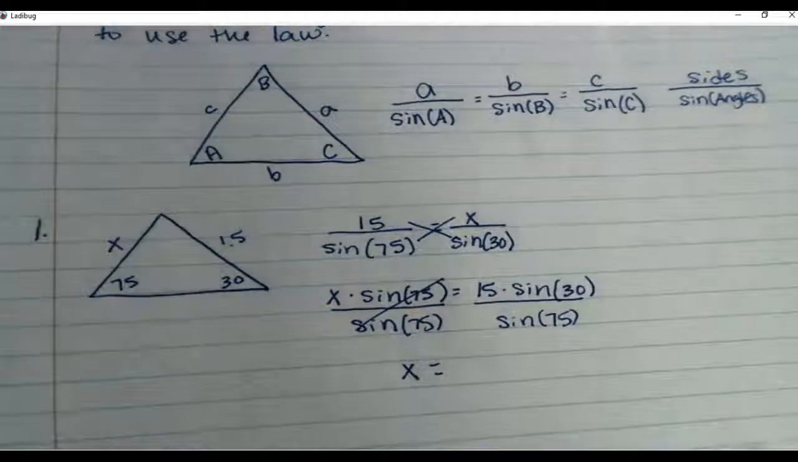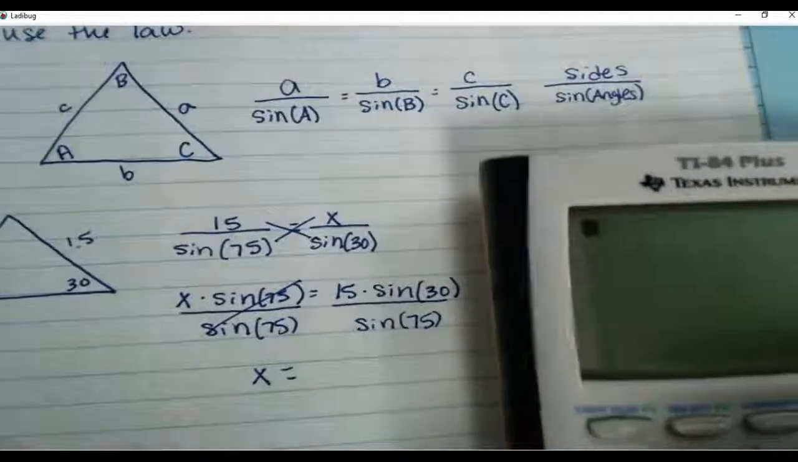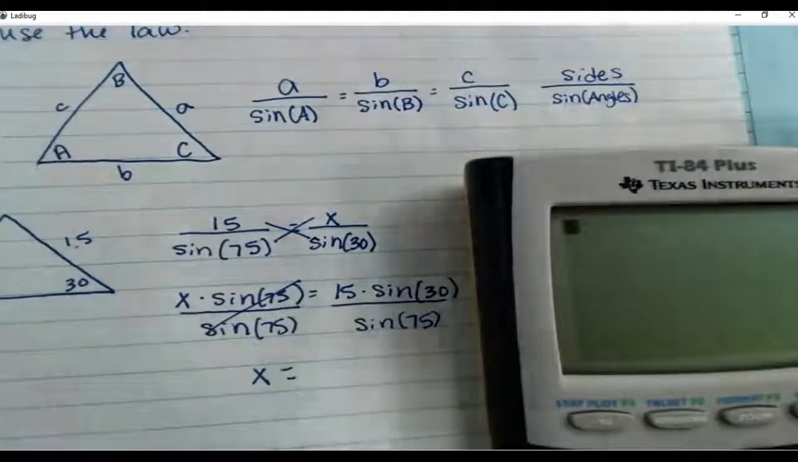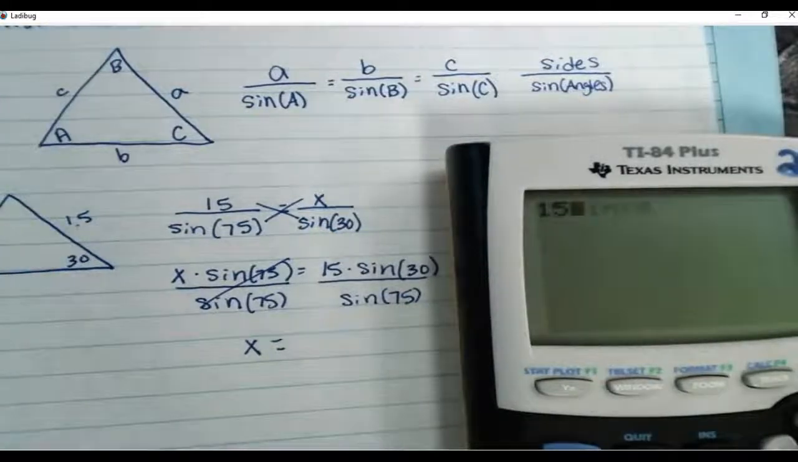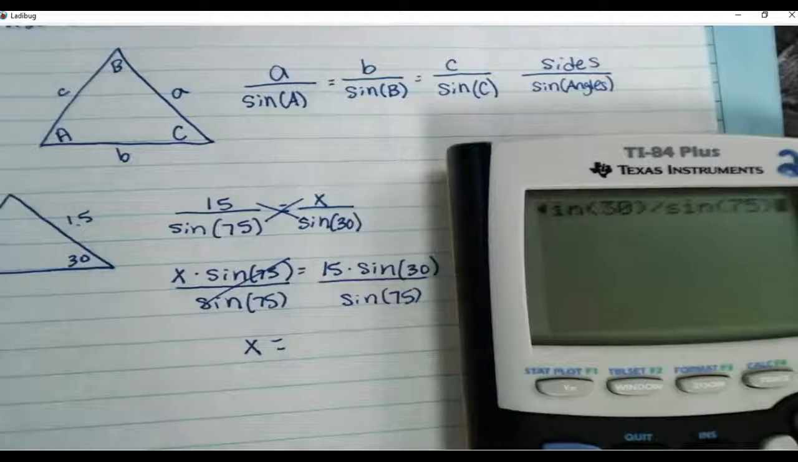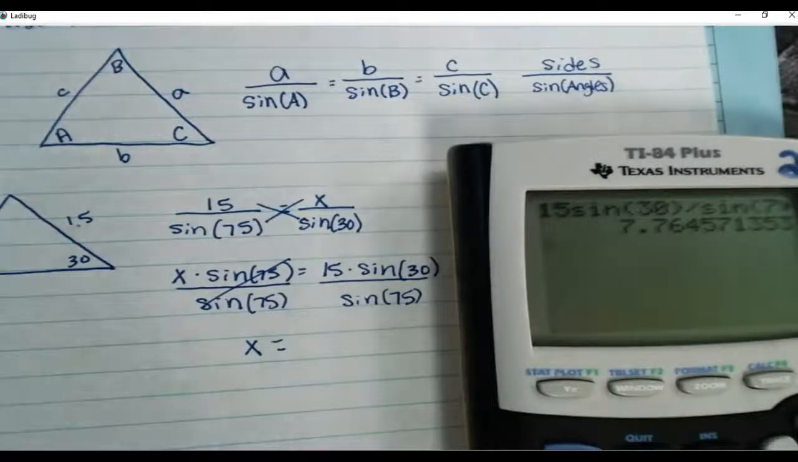And then we just type that whole thing in our calculator. Of course, you still want to be in degree mode. And so we go 15 sine of 30. You do have to close your parenthesis after that 30. And then divided by sine of 75. And hopefully you get 7.76.